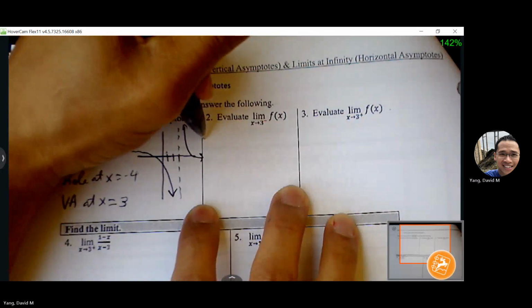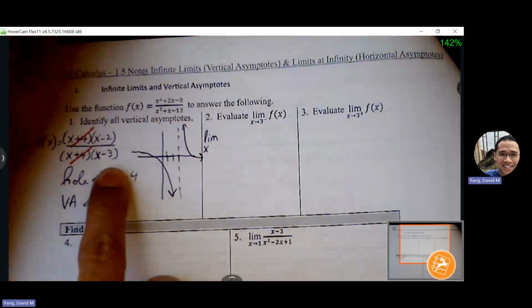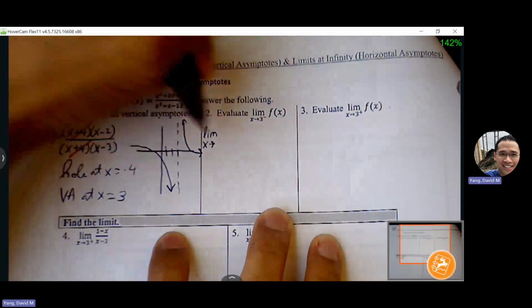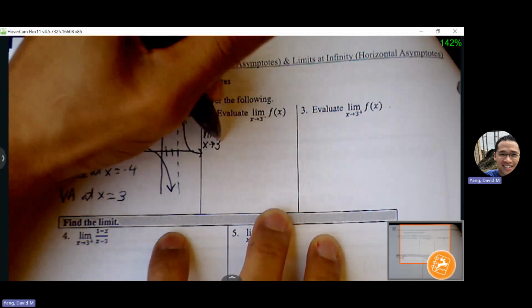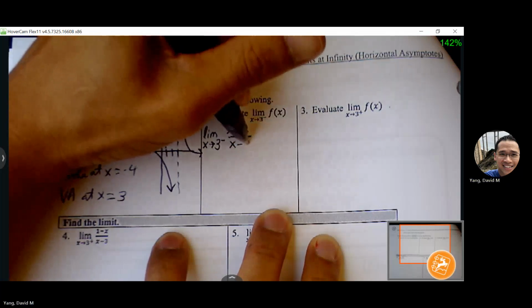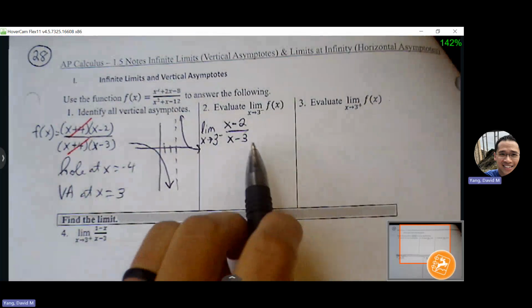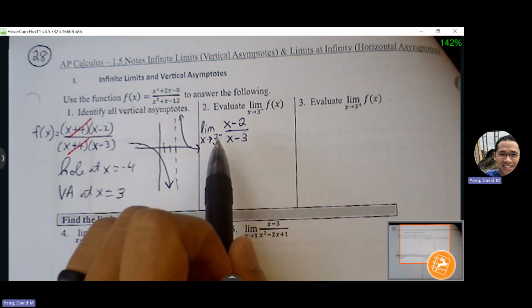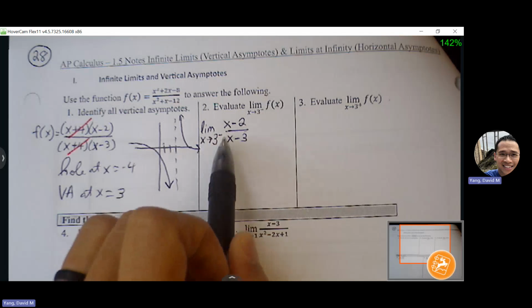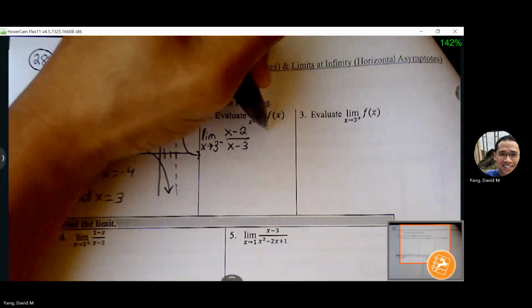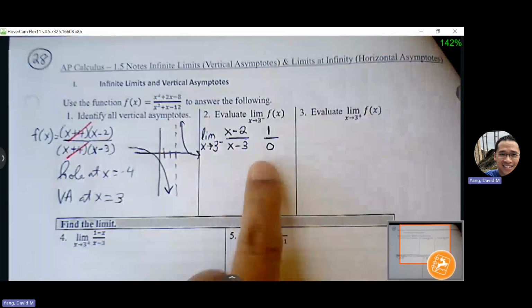So let me reduce this function to just be x minus 2 over x minus 3. Let's just take out that x plus 4 there. So let's say we had this problem in front of you, and I asked you to evaluate the one-sided limit. The first thing we do is we always evaluate the whole number, the integer. So what happens if I plug in the 3? 1 over 0.